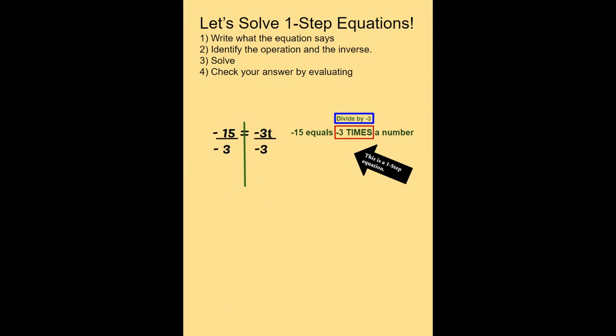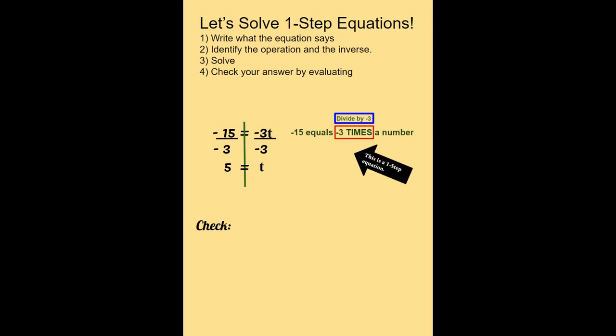Now we're going to simplify. -15 divided by -3 equals +5. And -3 divided by -3 is t. Don't forget, there's an invisible positive and an invisible 1. So now we found that the value of t is 5.